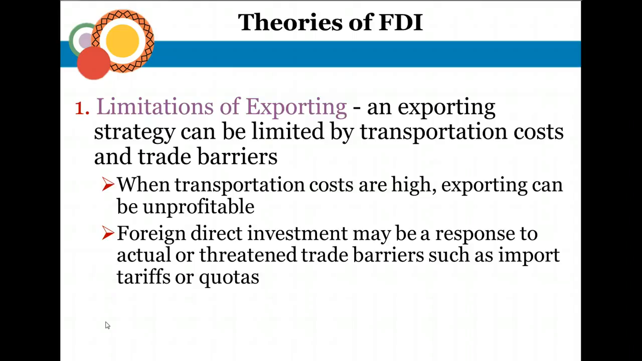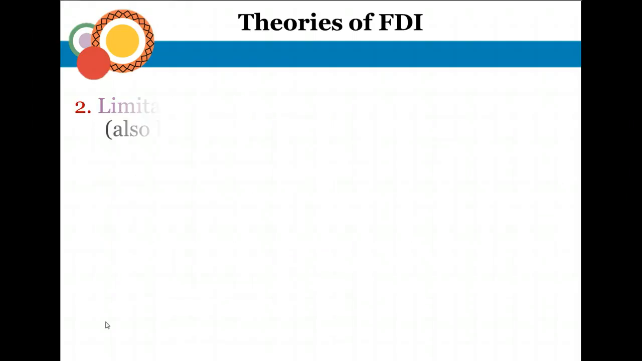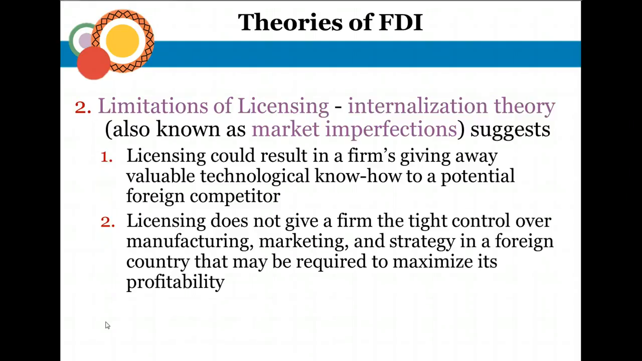And of course, like we learned in the last chapter, if there are strict trade threats or barriers or quotas or tariffs or administrative problems or domestic component percentages required, it may be easier to have a foreign presence rather than export. And that's probably, I think, the biggest reason.